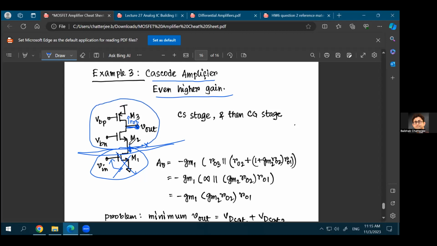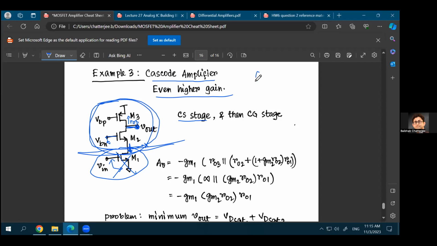You know, for a common gate, the input is applied at the source. The gate is an AC ground. In this case, this is an AC ground. The output is taken at the drain. So you have a common source stage to convert the input to a current, and then you are using that current as an input to your common gate stage. So this is kind of having two stages cascaded together, or this is called a cascode amplifier, not a cascaded amplifier.